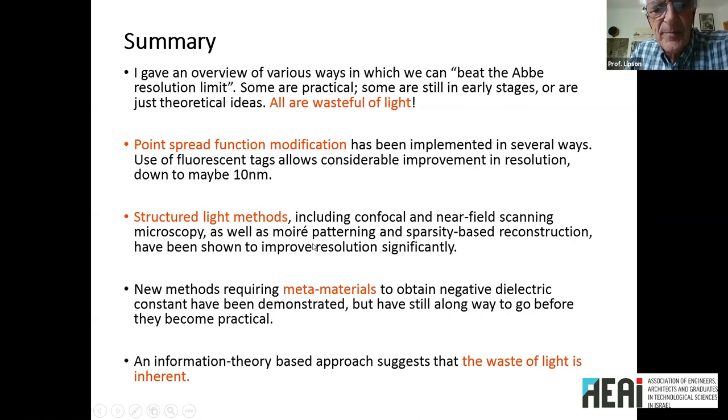Structured light methods also do it, and can improve the resolution. Moiré patterning and sparsity-based reconstruction can be shown to improve the resolution significantly. New methods with metamaterials have been demonstrated, but I don't know how practical they're going to be. And I said a few words about the information theory approach, which shows that the waste of light in super resolving systems is inherent and inevitable.